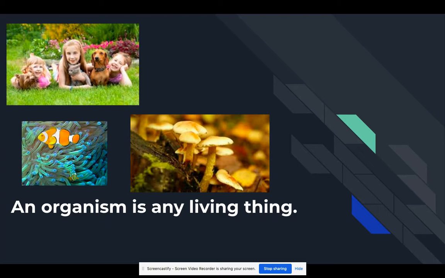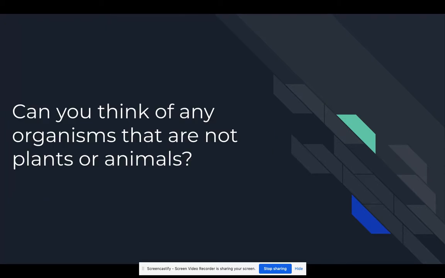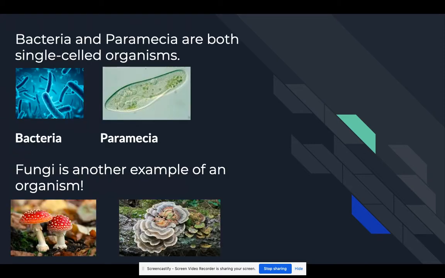This year, we've mainly focused on plants and animals. So, what I want you to do is think about what are some organisms that are not plants or animals. A hint would be what are some other living things besides plants and animals that we've looked at this year? Well, if you thought about bacteria, you would be correct, or paramecia. We looked at those under the microscope. Those are single-celled organisms. And another example of a multicellular organism would be fungus. So you can see two different examples of fungus down here.